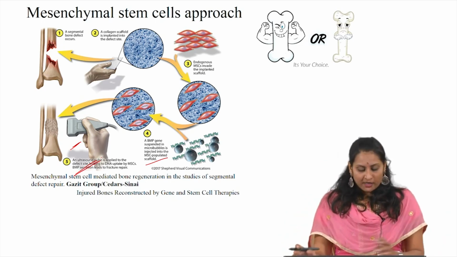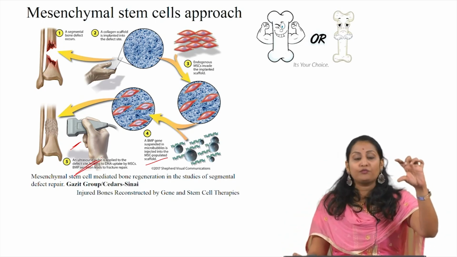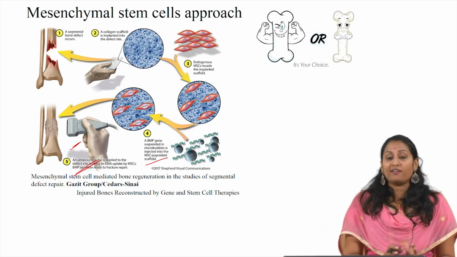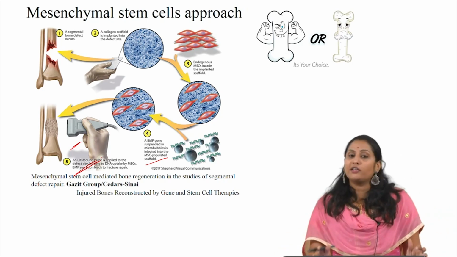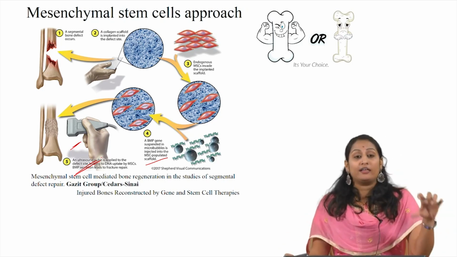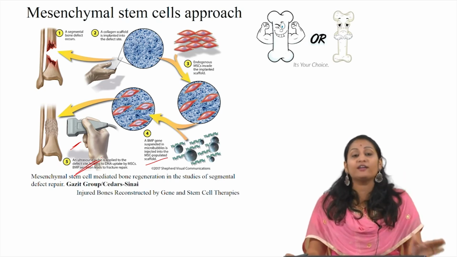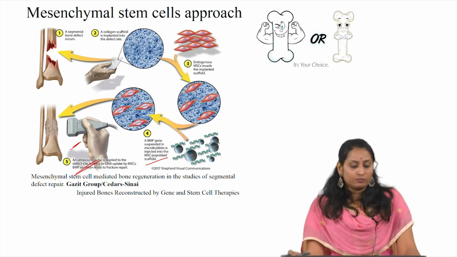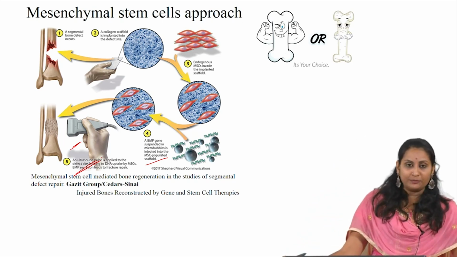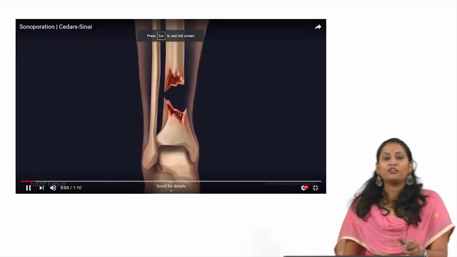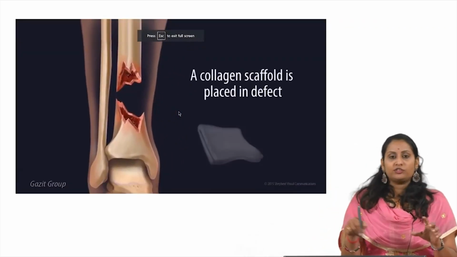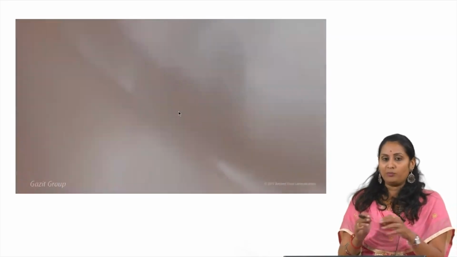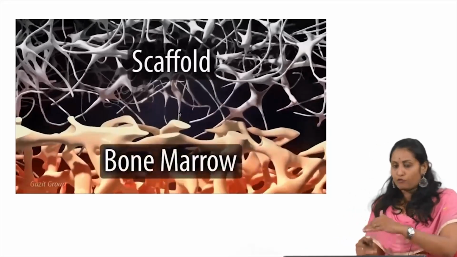After a few days, and after a few months, this segment got healed completely. They did this with rats, and all the animals treated with this kind of mesenchymal stem cells approach were completely healed. So, first there is the creation of segmental defects. They implanted the collagen scaffold. This is the scaffold and bone marrow.